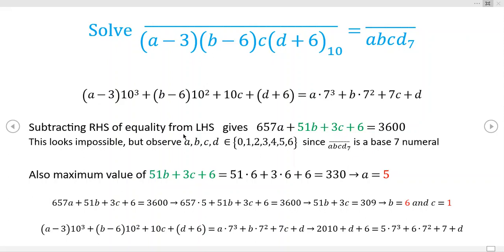So what we can do is subtract this right-hand side, this RHS, from the left-hand side, and you end up with this statement right here. I did leave out some of the steps, but just so you believe me, notice that you would have 10,000A on this side, right? 10 cubed times A is 10,000A. And on this side, you would have 7 cubed, which is 343A. If you subtract 343 from 1,000, you get 657. So that's where the 657 came from.